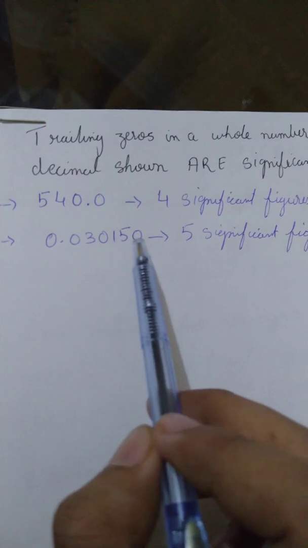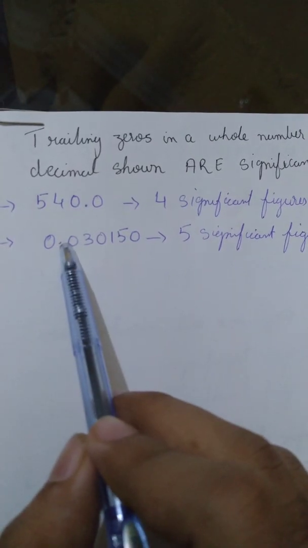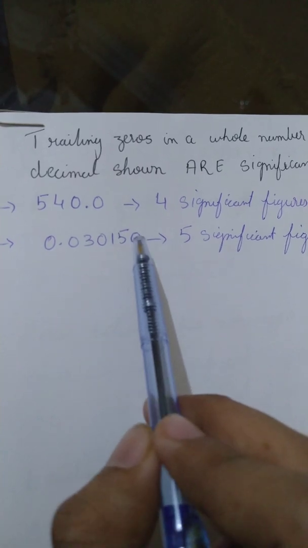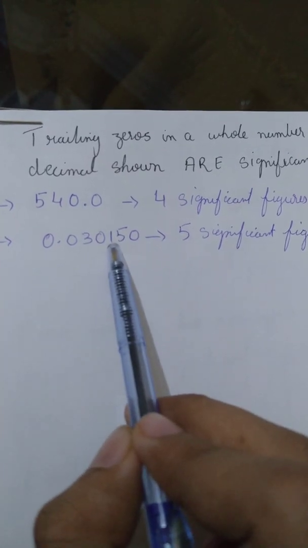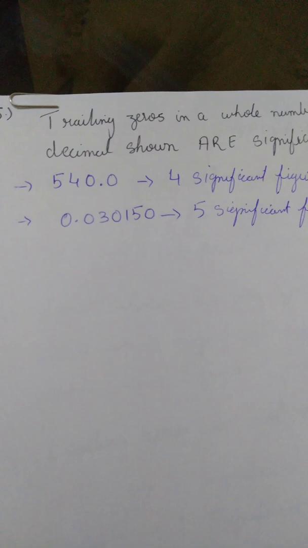Because it is a trailing 0 which is at the right of the decimal point, it will be considered significant. 1, 2, 3, 4, 5. This number has 5 significant figures. I hope all these rules are clear to you.